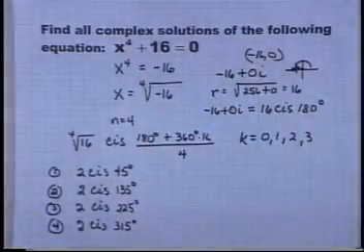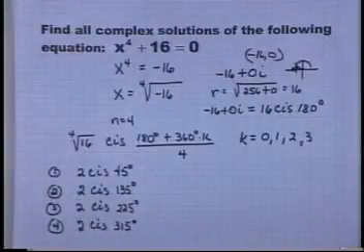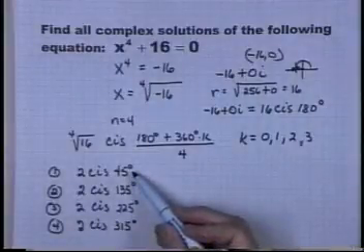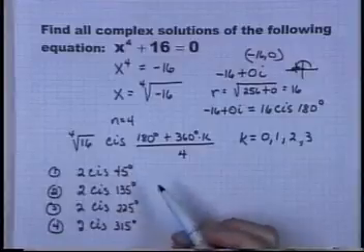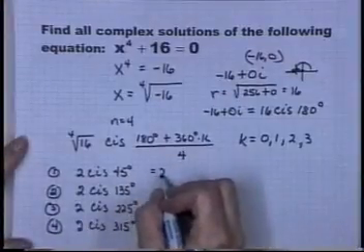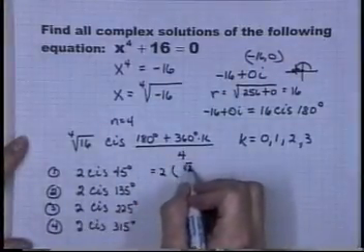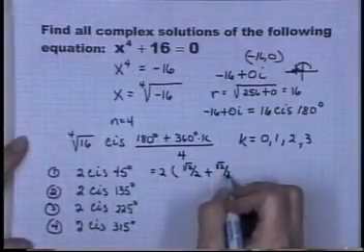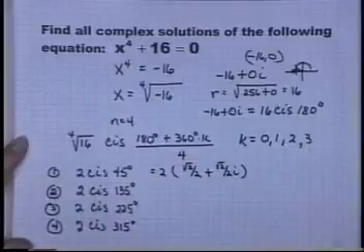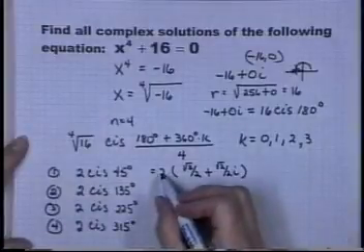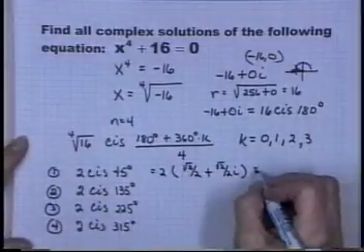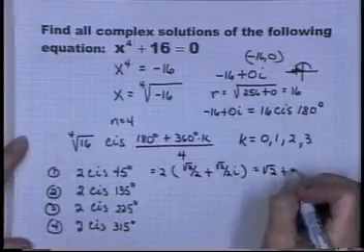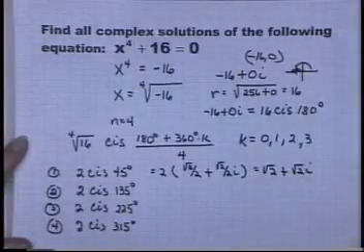If I have x to the 4th, I should have 4 solutions. Now, you might recognize that 45 degrees is a special angle. The cosine of 45 degrees is square root 2 over 2. The sine is also square root 2 over 2. So I have square root 2 over 2 plus square root 2 over 2 i. If I distribute my r of 2, I get square root 2 plus square root 2 i.